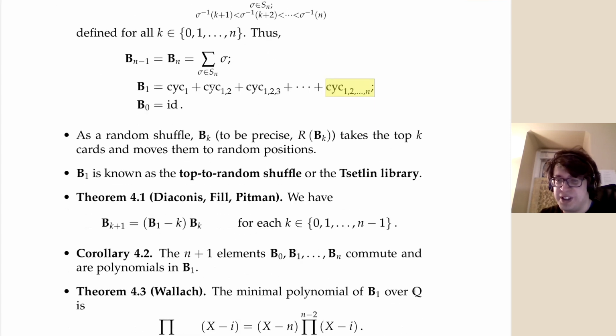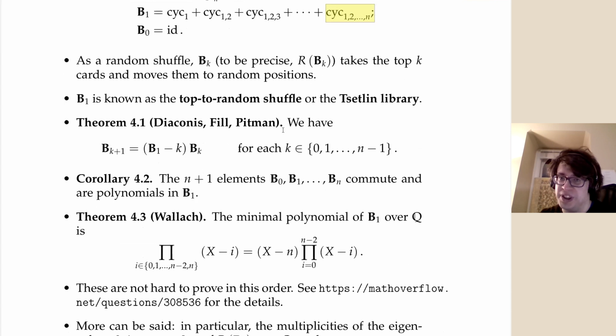However, there are some interesting theorems found by Diaconis, Pitman, and Woloch. One of them is that each of these elements is a polynomial in B1. And B1 has a pretty simple minimal polynomial. It is the product of (x - i) for all i from 0 to n, not counting n - 1. That's a pretty fun fact with, at this point, quite a few different proofs. This is, in a way, the easiest way to prove it; it goes through this theorem. And in particular, because all of them are polynomials in B1, they all commute again.